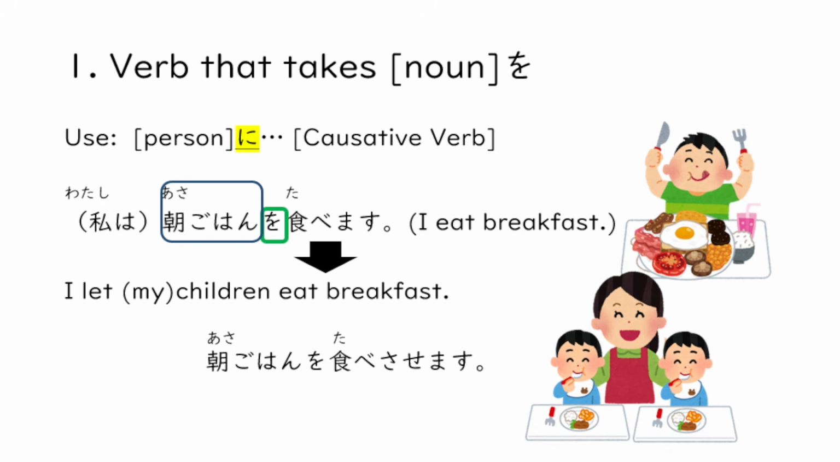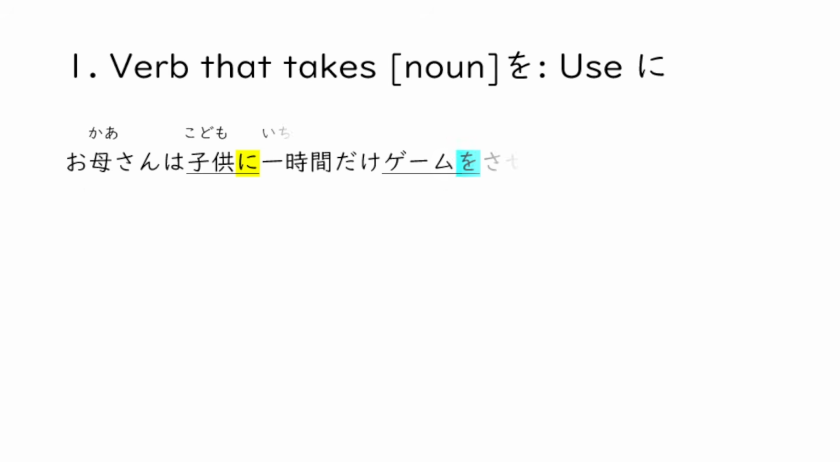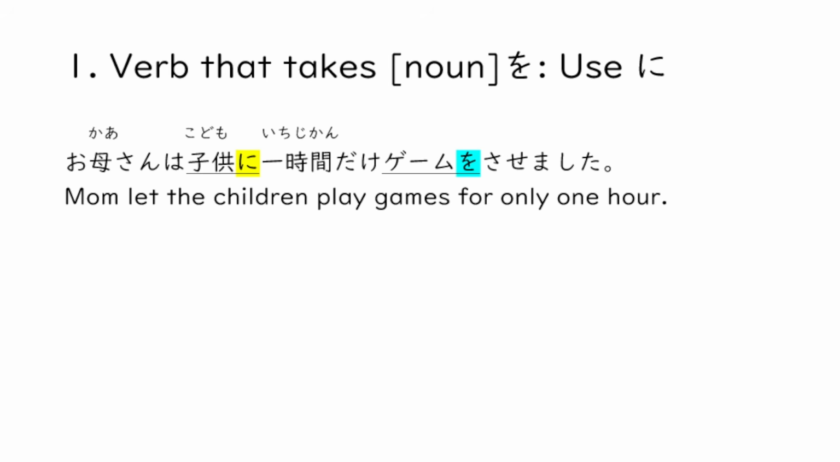Next, we add 子供たち, which means children, to the sentence. Since they are the ones doing the eating, we mark them with ni. Pretty straightforward, right? Let's look at a few more examples. お母さんは子供に1時間だけゲームをさせました。Mom let the children play games for only 1 hour. Here, the mother is allowing the action.